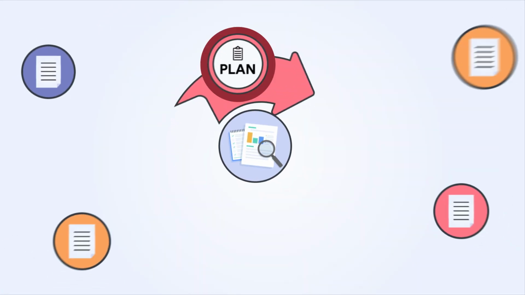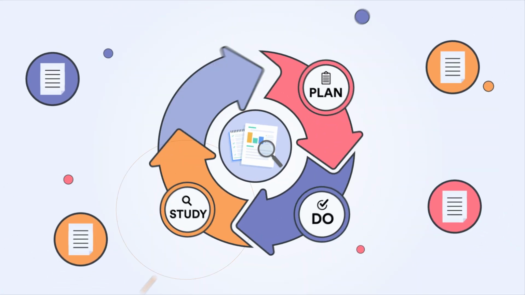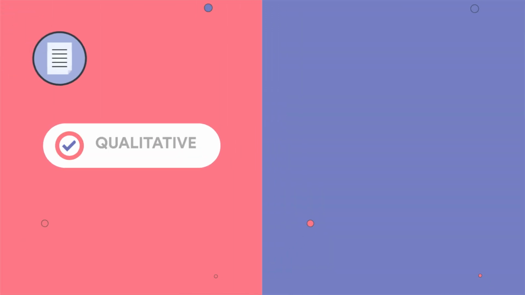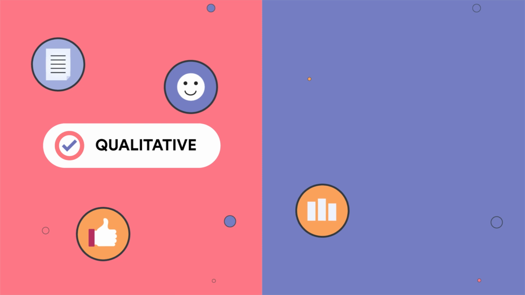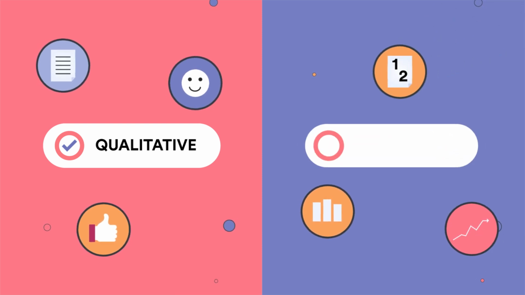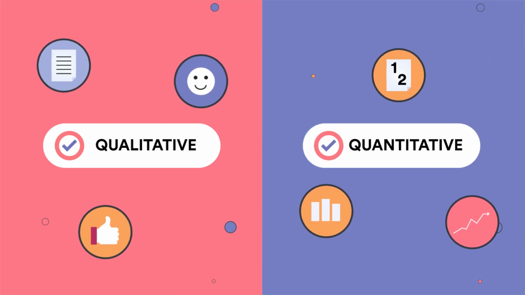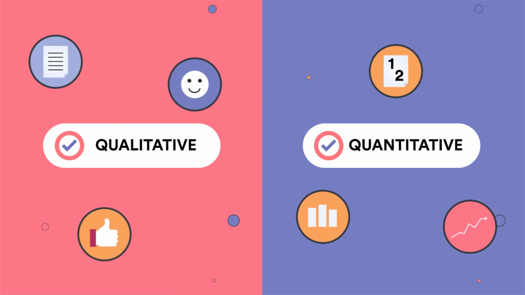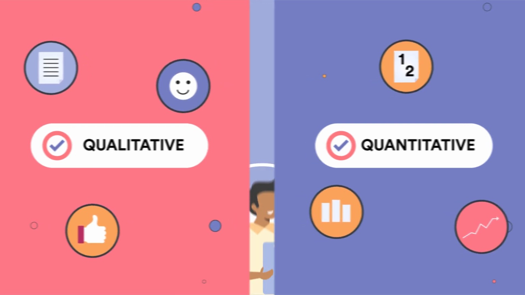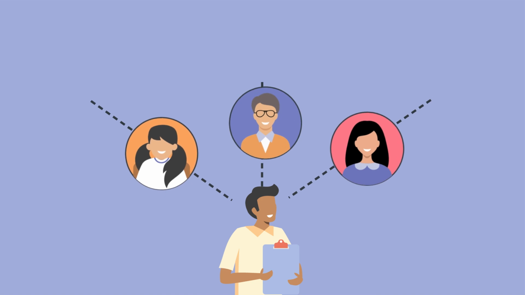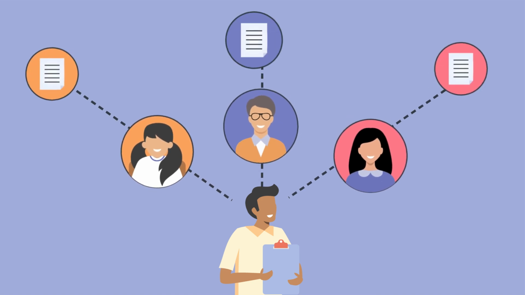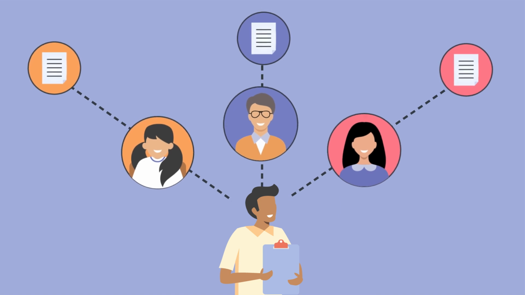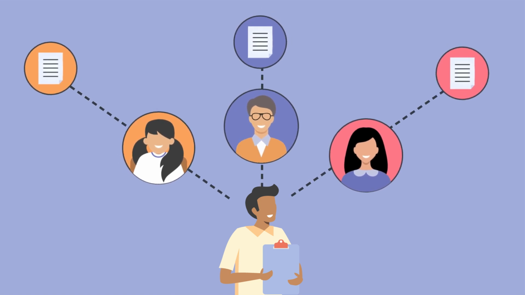Here are some examples of data that you can collect in the PDSA cycle. Some data is qualitative, more about attitudes and behaviors. Some data is quantitative, more about numerical data or statistics. Both are valid and useful. And you don't need to do data collection all on your own. You can ask students, teachers, parents, and others in the school improvement community to gather data.